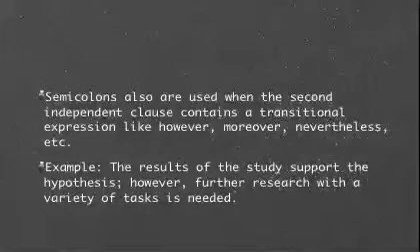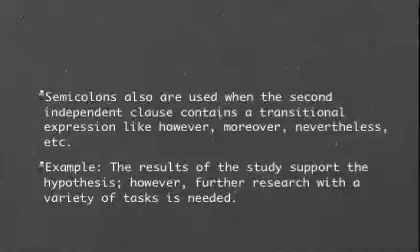You also can use semicolons when the second independent clause contains a transitional expression like however, moreover, nonetheless, etc. Here's an example. The results of the study support the hypothesis; however, further research with a variety of tasks is needed. You also need to make sure that you use that comma after however, moreover, nevertheless, whatever the case might be for that transitional expression.